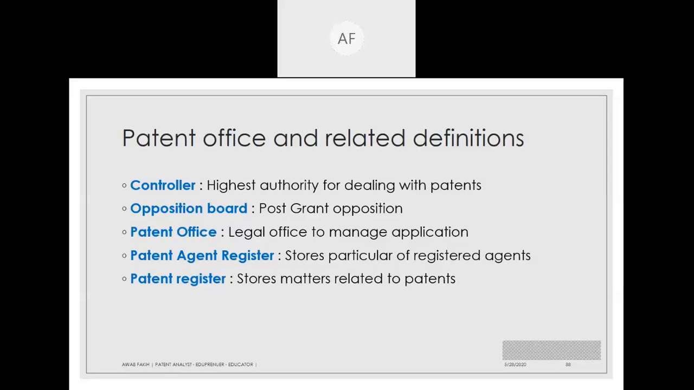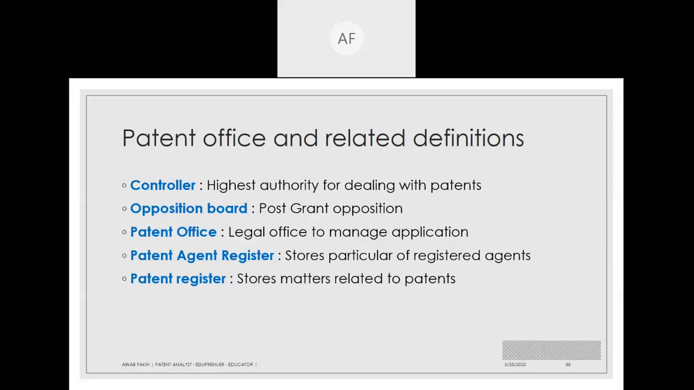So let's understand the patent office and the related definitions. Now there are several authorities in the patent office. The patent office is basically a place where you can go and file your application. The office is completely responsible for handling your application, receiving your application, giving you stamps, telling you what objections have been raised, whether the application is allowed or not, and whether your application is correct or not. They are responsible for all matters related to the application. So if you really want to file an application, you can go to the patent office.